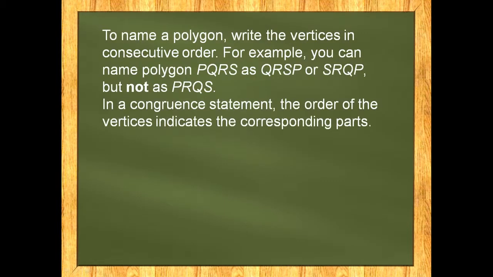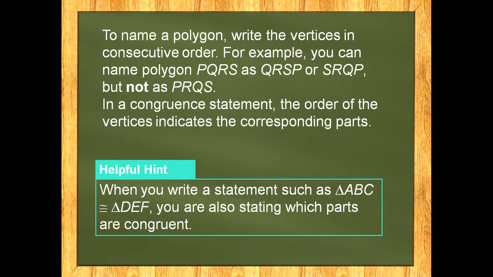To name a polygon, write the vertices in consecutive order. For example, you can name polygon PQRS as QRSP or SRQP, but not as PRQS. In a congruence statement, the order of the vertices indicates the corresponding parts. When you write a statement such as triangle ABC is congruent to triangle DEF, you are also stating which parts are congruent.